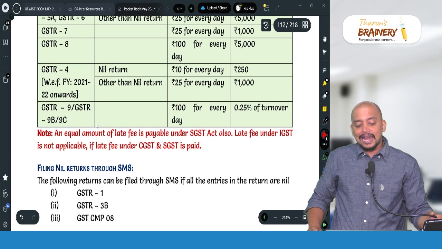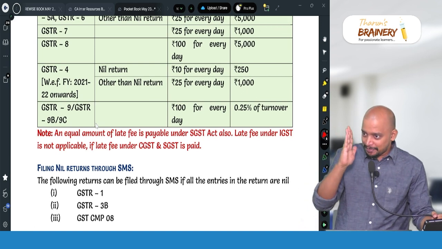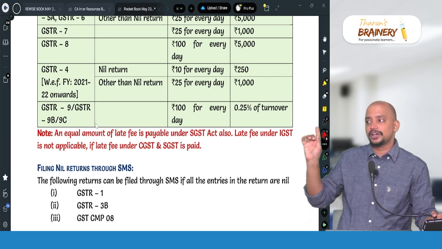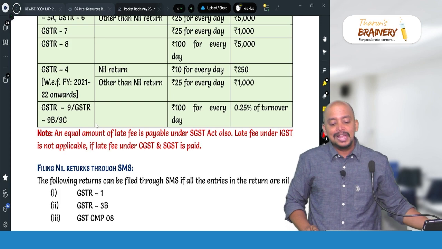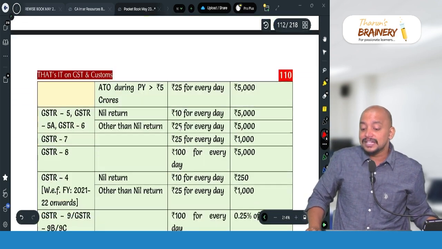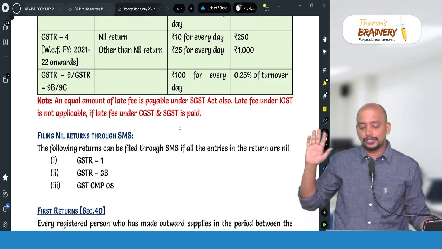And GSTR 9, 9B, 9C annual return 100 rupees per day subject to maximum 0.25% of the turnover. Maximum will change. And all this late fee is under CGST Act. Means the same amount of late fee will be payable under SGST Act also.